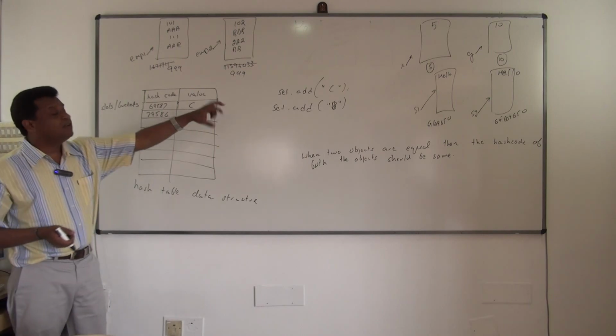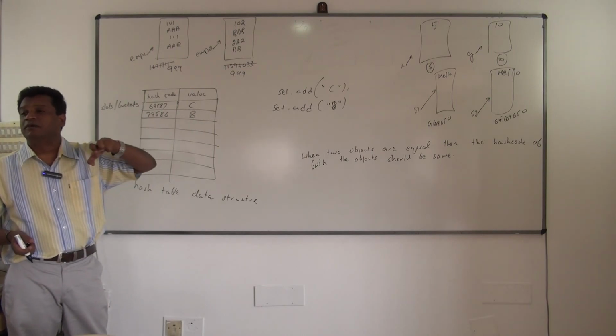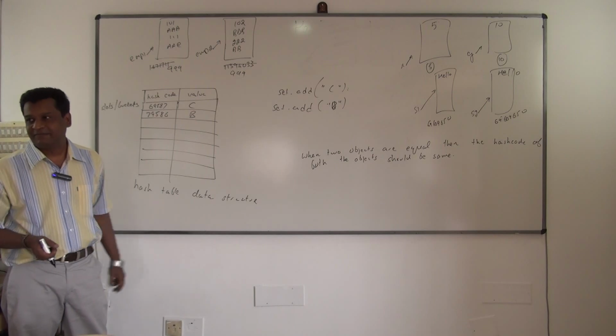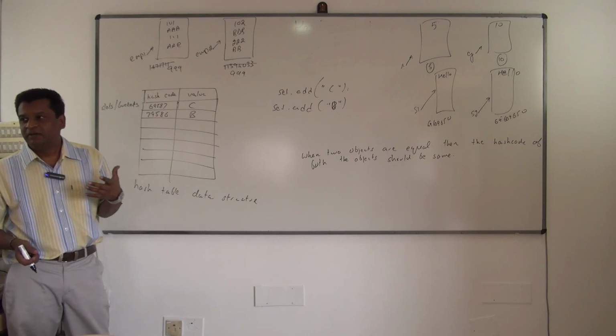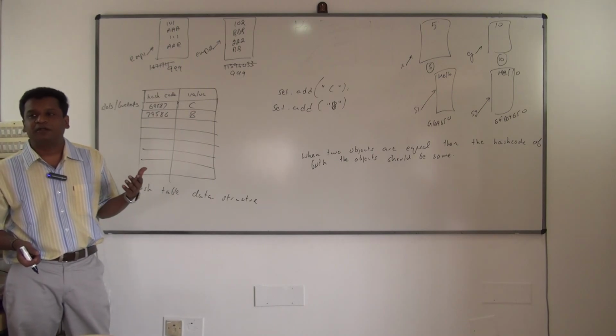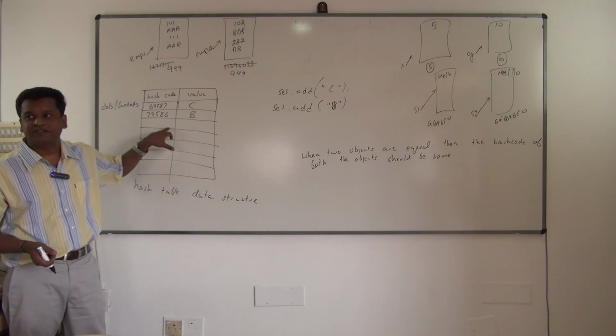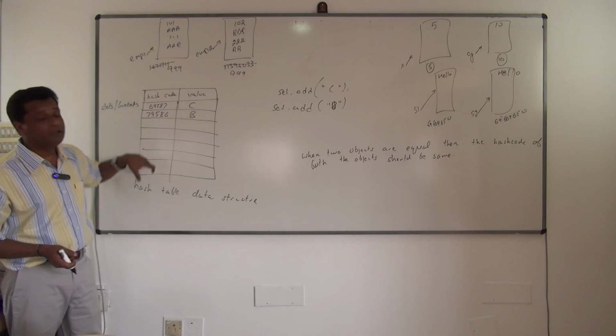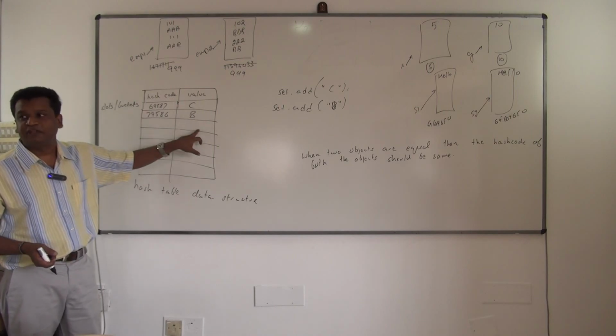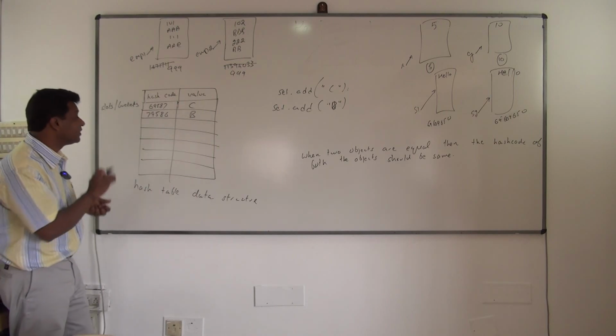So the add method of set goes on invoking the hashCode method. Once it gets the hash code of that object, it will store it on the hash code side, and the value it will store on the value side. Like this it goes on.